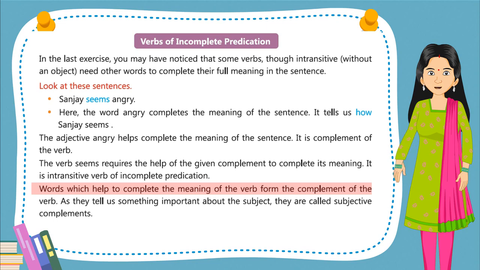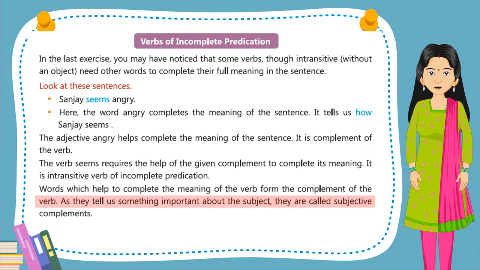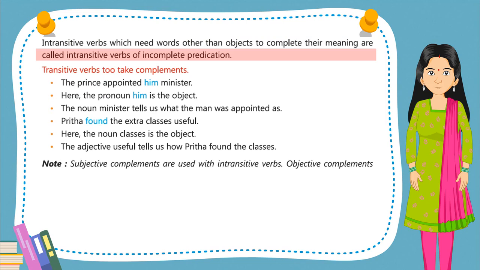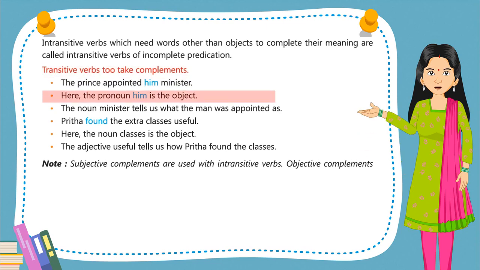Words which help to complete the meaning of the verb form the complement of the verb. As they tell us something important about the subject, they are called subjective complements. Intransitive verbs which need words other than objects to complete their meaning are called intransitive verbs of incomplete predication. Transitive verbs too take complements. 1. The prince appointed him minister. Here, the pronoun him is the object. The noun minister tells us what the man was appointed as.